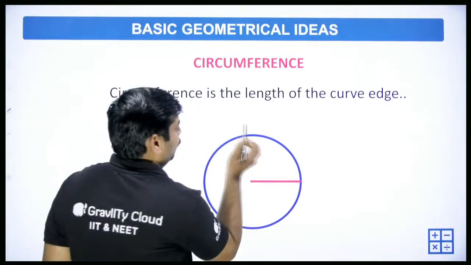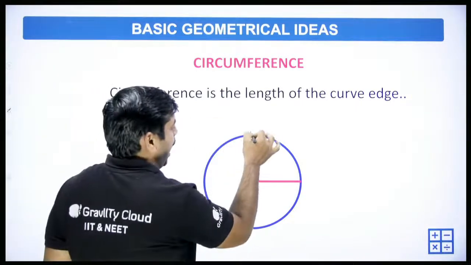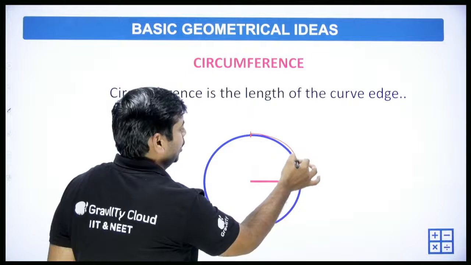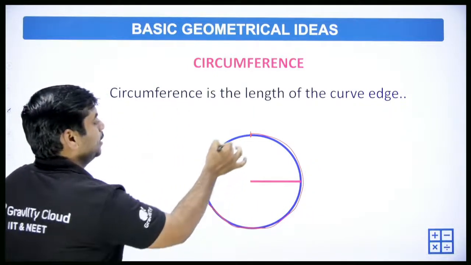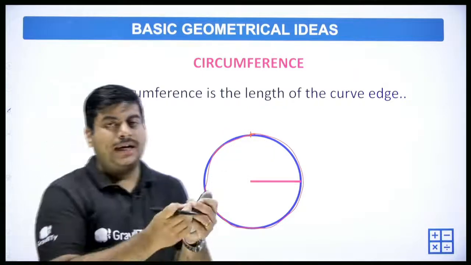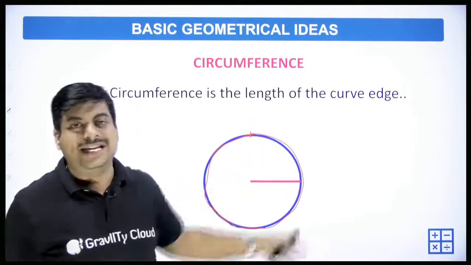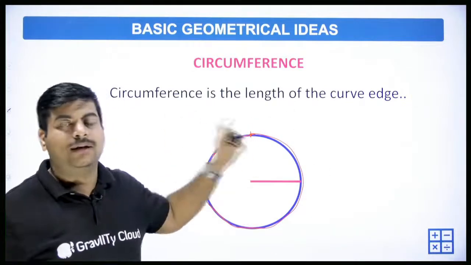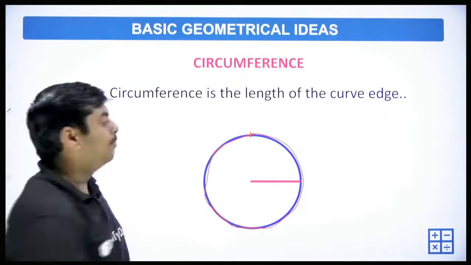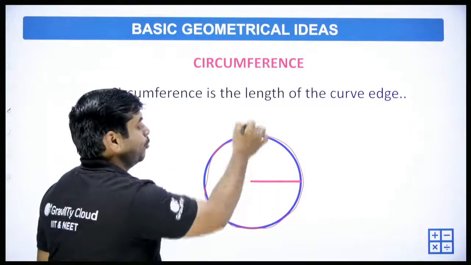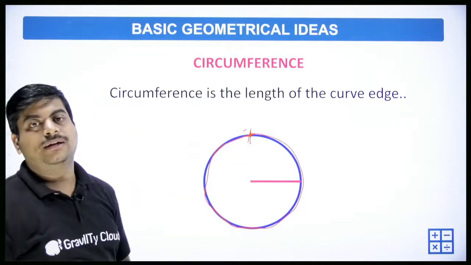If you take a thread, keep it here and place it entirely on the circle, exactly like this, and then take the thread and measure the complete length, that means the curved edge, the edge of this figure. That is the circumference. This complete length, starting from this point to the last point, is called the circumference of a circle.